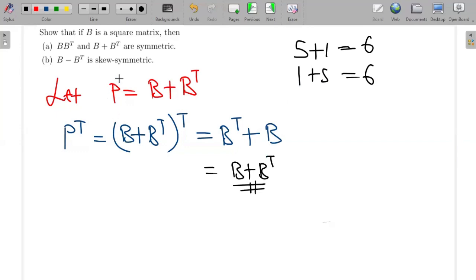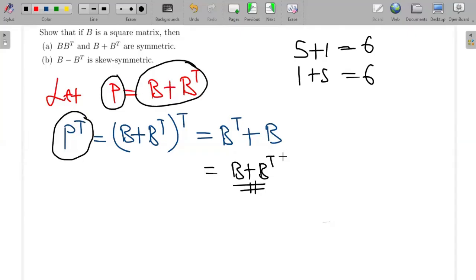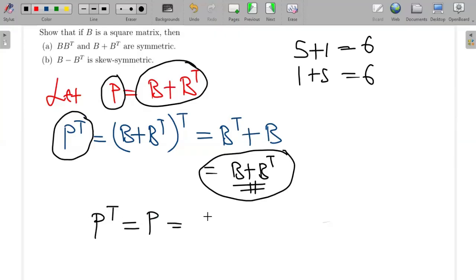It tells us that P is equal to this. And I can also clearly see that P transpose is equal to what? The same thing. So P transpose is equal to P, which is just equal to B plus B transpose. So this proves or shows that B plus B transpose is actually symmetric.